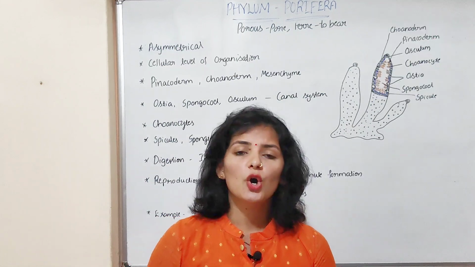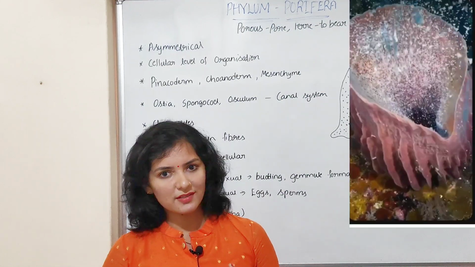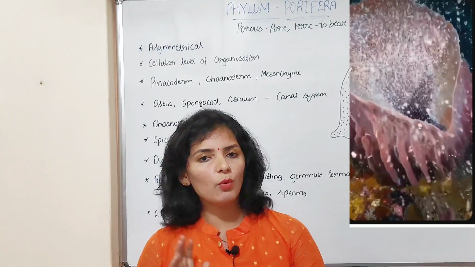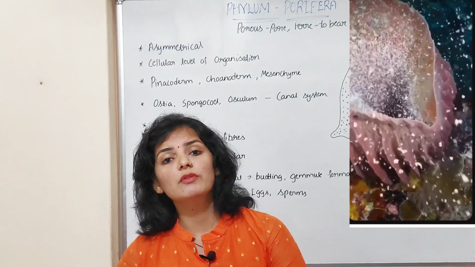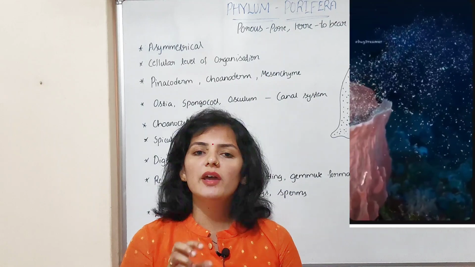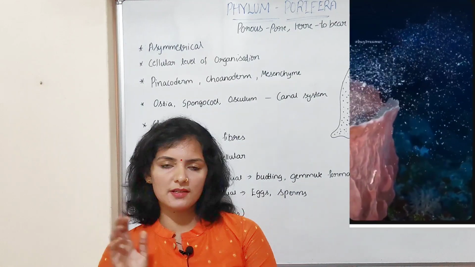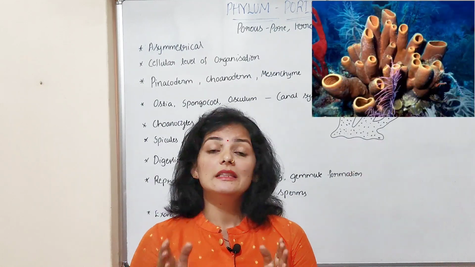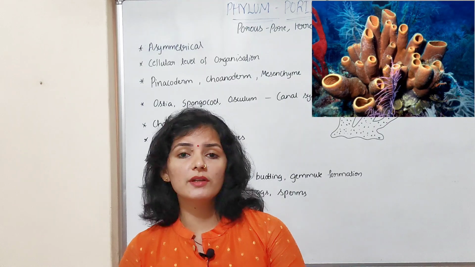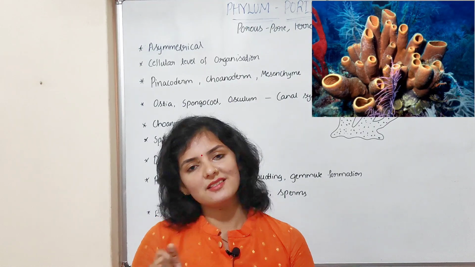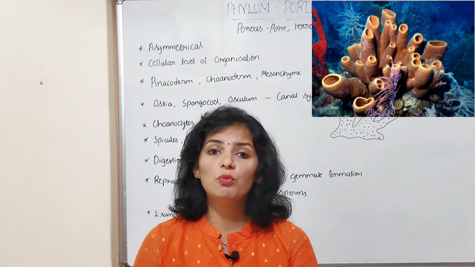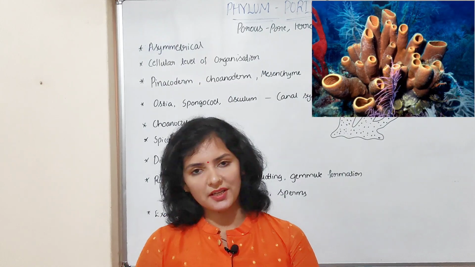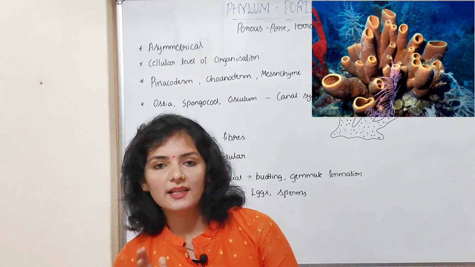Where are they present, or what is the habitat of these poriferans? They are exclusively aquatic in nature, meaning they are present in the water. Most species of poriferans are marine, and very few species of sponges are present in freshwater. All poriferans are found attached to a substratum like sand, rocks, etc. So they won't move because they are attached to a substratum, or they are sessile in nature.